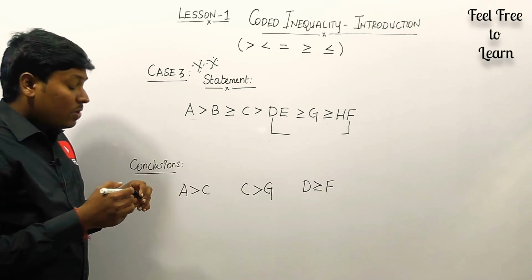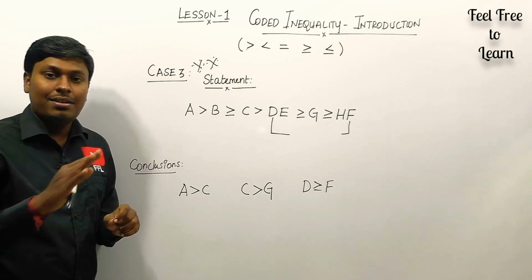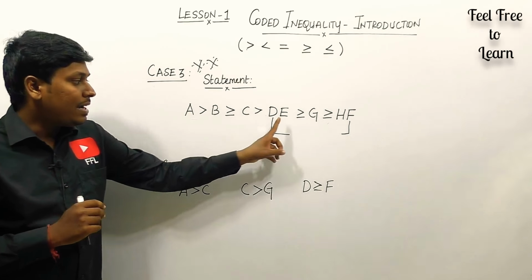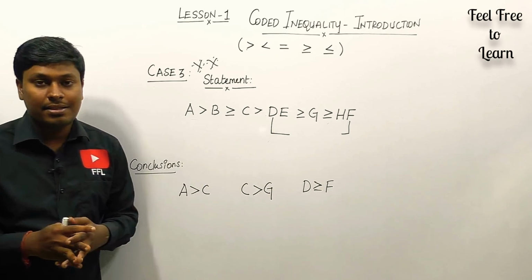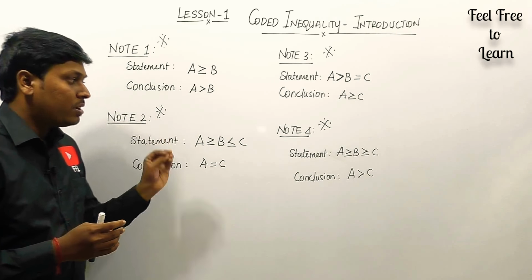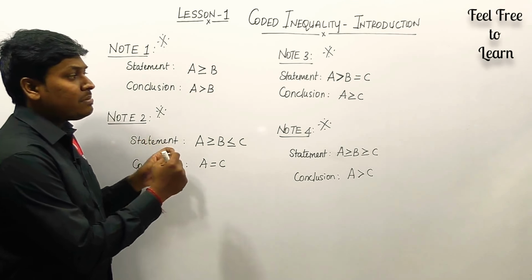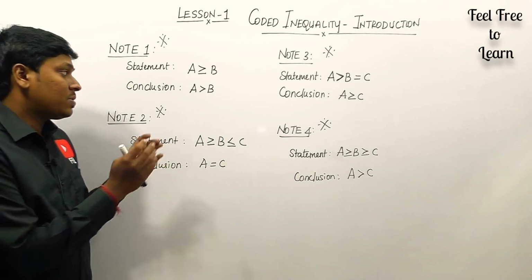So friends, to not make a mistake in case number 3, if you find the equal to symbol, better rub this equal to symbol and write like this. You will definitely get the answer correctly. Now let me move on to the last section, that is 4 important notes on the topic coded inequality. So friends, to not make any mistake on these 4 important notes, listen carefully.